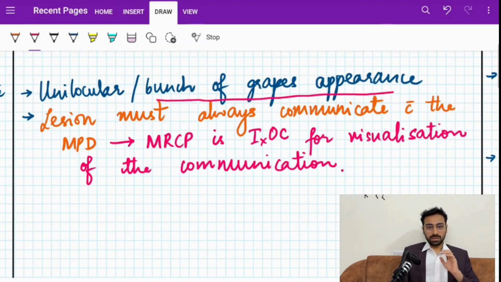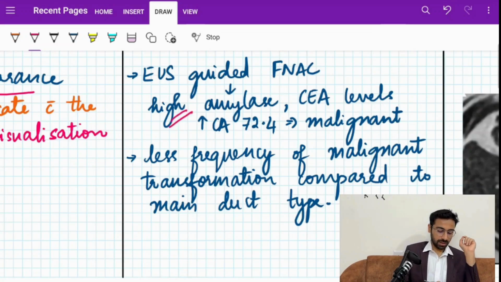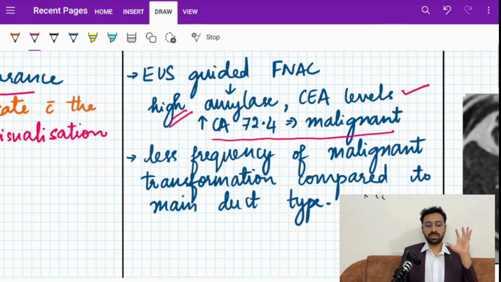Now, this is where MRCP plays an important role. If the lesion is communicating with the main pancreatic duct, then only you label it as an IPMN. Otherwise, it can never be an IPMN. And MRCP is the investigation of choice. In serous, we did EUS guided FNAC. There, we did not get amylase level. But here, since it is communicating with the main pancreatic duct, it will have high amylase level. Then CEA levels are also elevated and CA 72.4 is elevated if the lesion is malignant.